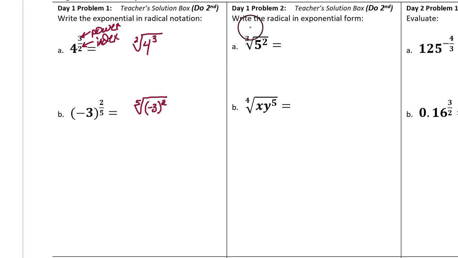Next question, write the radical in exponential form. So this is the reverse process. We have a 5, and it's going to have an exponent that is a fraction. Now, where in that fraction do you put the 3, and where do you put the 2? The 2 becomes the numerator, the 3 becomes the denominator.